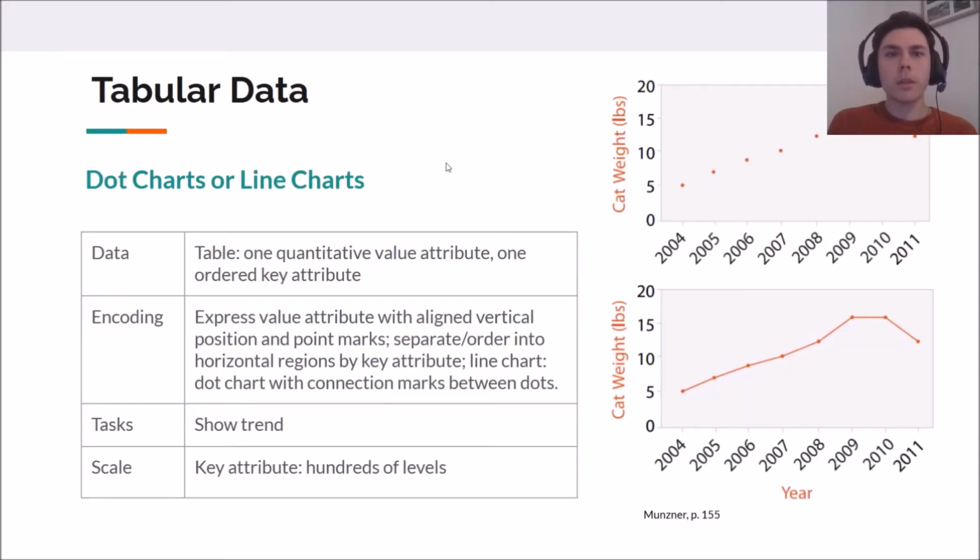Then still for tabular data we have dot charts or line charts. So those are very similar to bar charts, just that now the bar is replaced by a dot, and perhaps you can join these dots with a line. This only works when the categorical attribute is now an ordered key attribute, like in these examples here, where somebody weighed their cat every year and recorded the weight. The year is an ordered key attribute. And these charts work very well for showing trends. And they scale to hundreds of different levels, and now also for the key attribute.